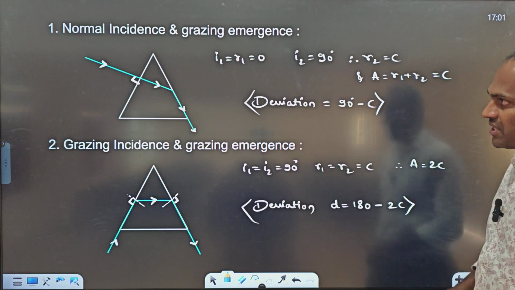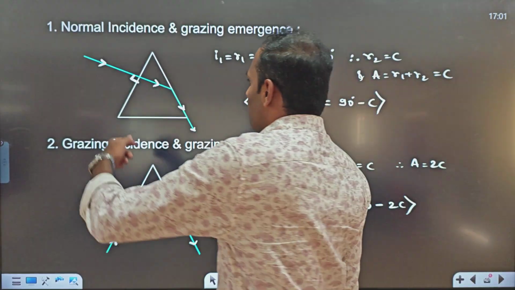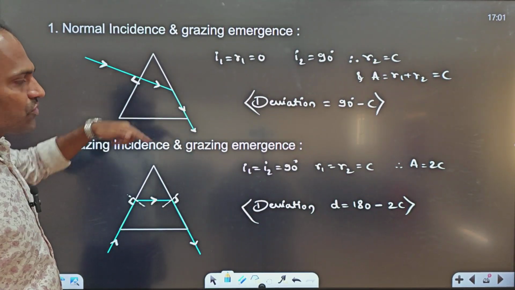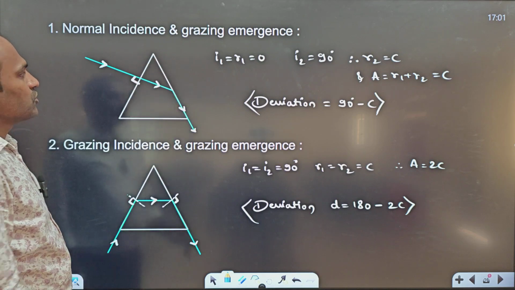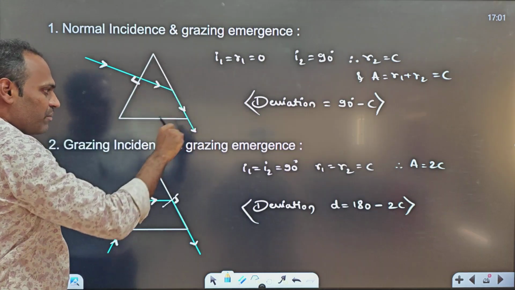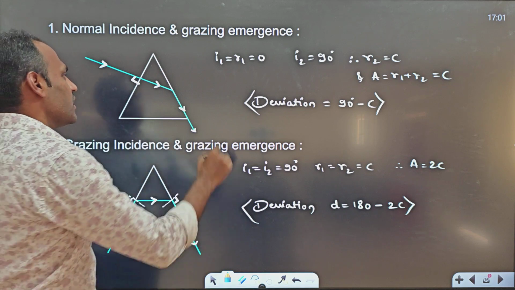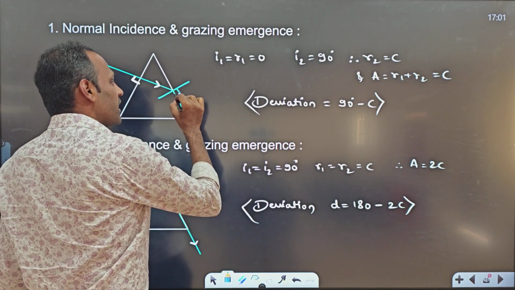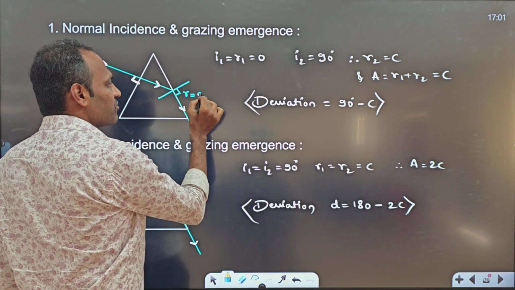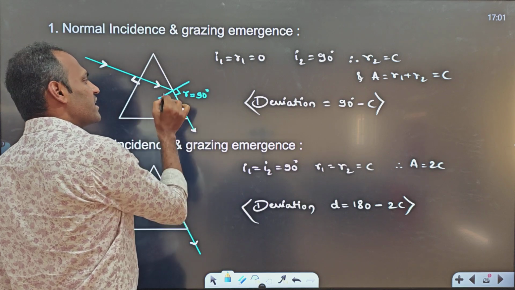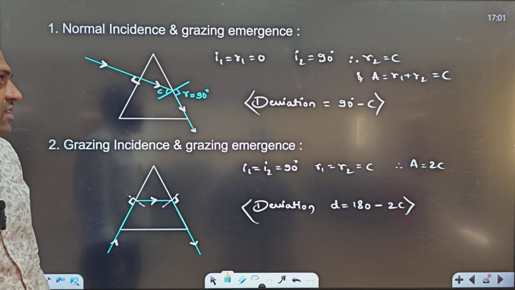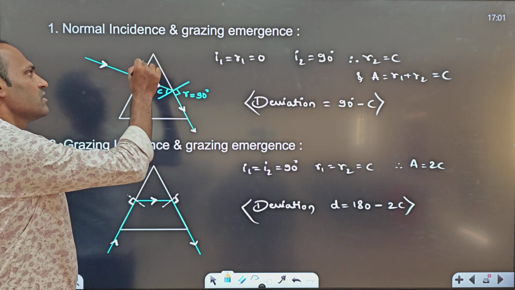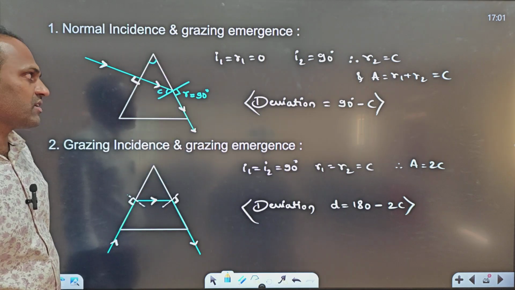Next, one or two special cases come. Just remember, if a light ray is incident normally on one face of the prism, it will come out grazing on the other face of the prism. This is called normal incidence, grazing emergence. If it is grazing out, then how much will be the angle of refraction here? The angle of refraction will be 90 degrees. The corresponding angle of incidence is called the critical angle. And if it is an equilateral prism, this will be 60 degrees.